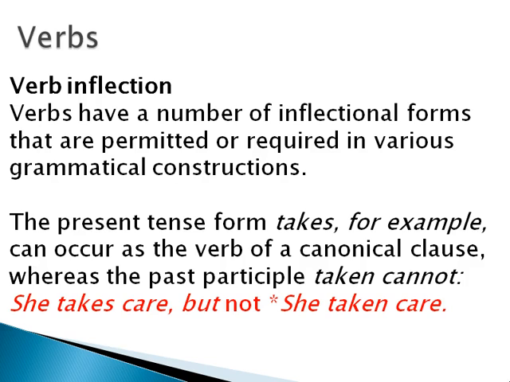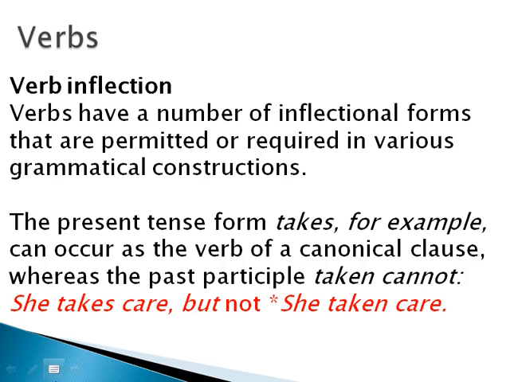Every time you see a clause with an asterisk before it, it means ungrammatical. In linguistics, we don't say the sentence is wrong. We say it's ungrammatical. So, she takes care, but not *she taken care. In this position, between the subject and what she effectively takes, only the form inflected for the third person singular is possible. The participle form is not allowed.